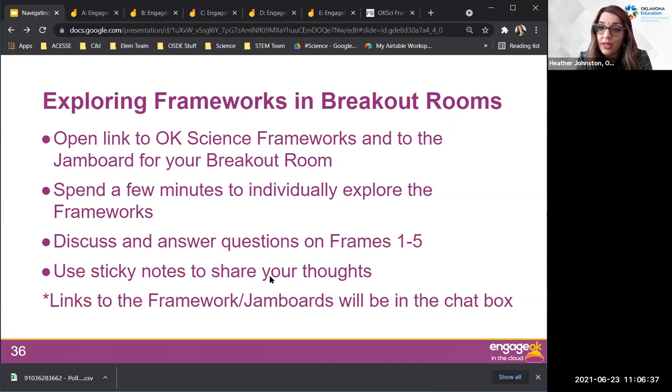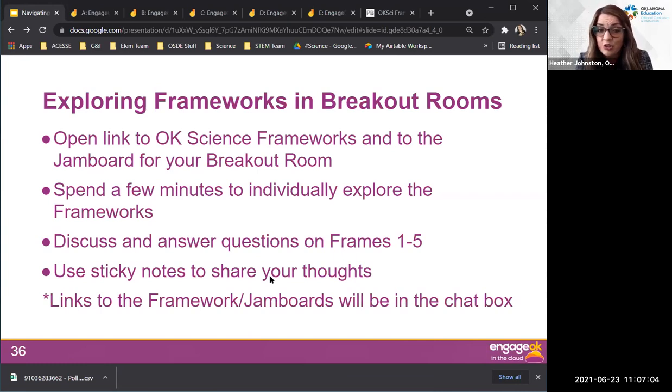When you get to your breakout room, introduce yourself so everyone kind of knows who's in there, and then spend a few minutes to individually explore your frameworks. Because they are all set up the same, you do not have to be in the same grade level or subject area to be able to work together in this. They have the same home pages, the structures of the bundles are the same, so you'll have a lot of common things to talk about.